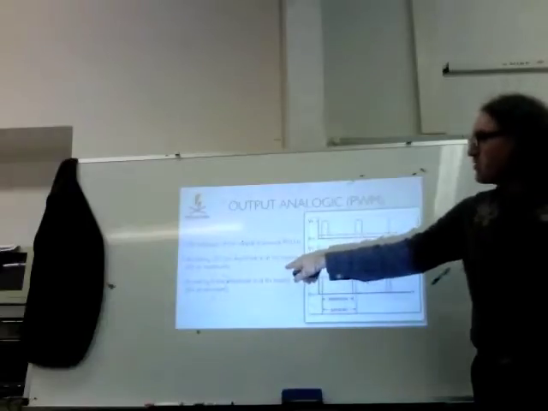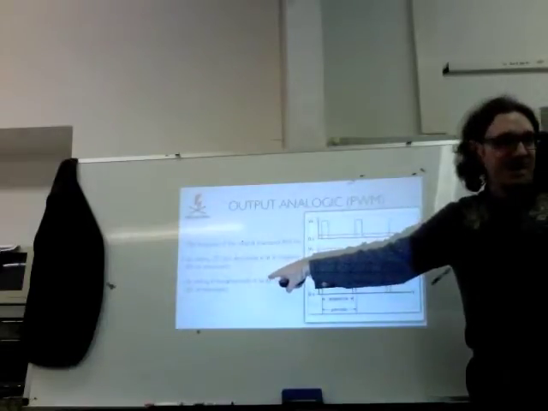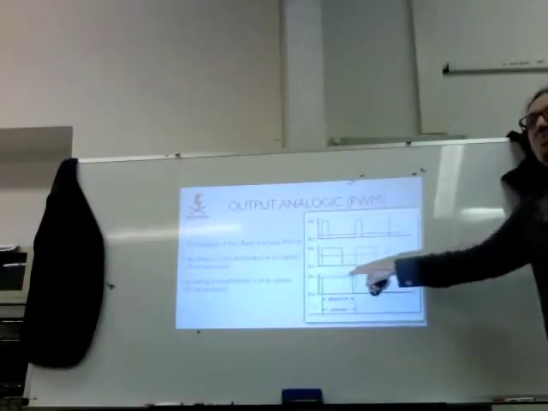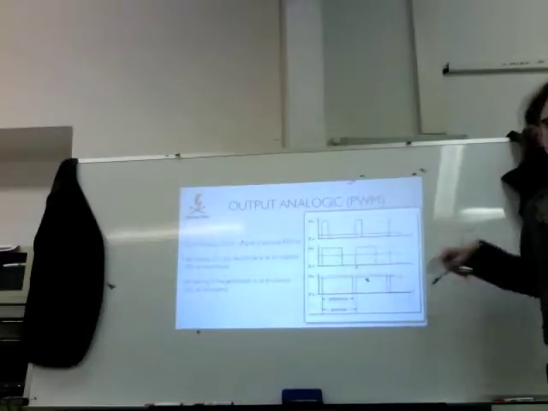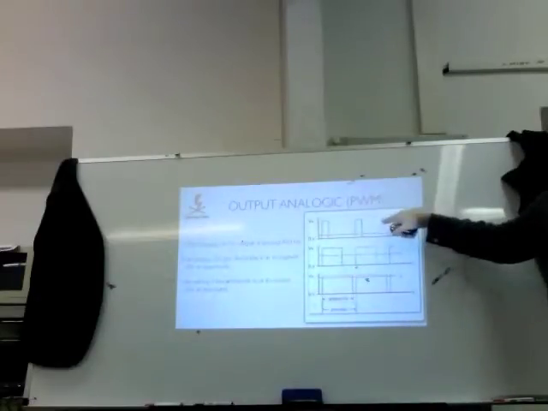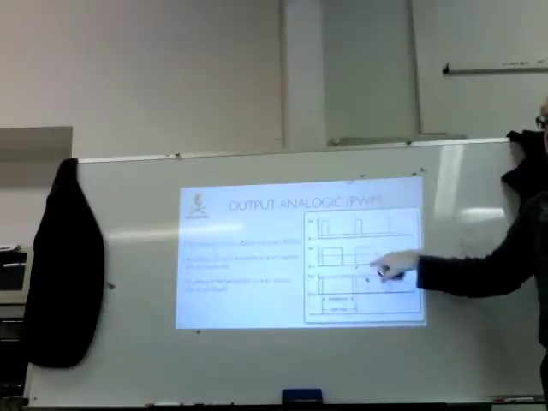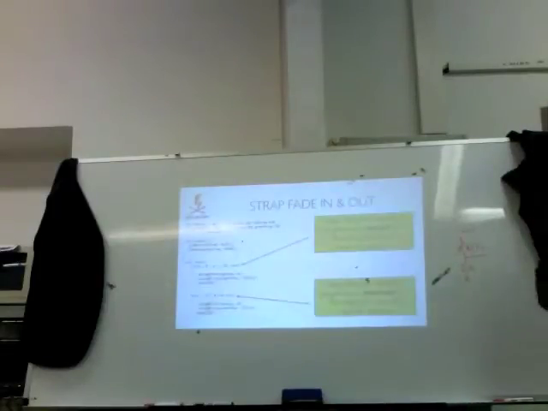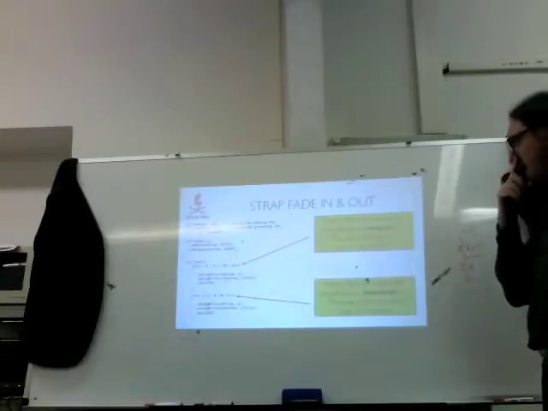As I said before, 255 is simulating 5 volts. 0 is simulating no volts. And we just do that by basically sending pulses for longer. So really low would be very small pulses, very fast pulses. All that matters to us is that it makes it fade in and fade out.